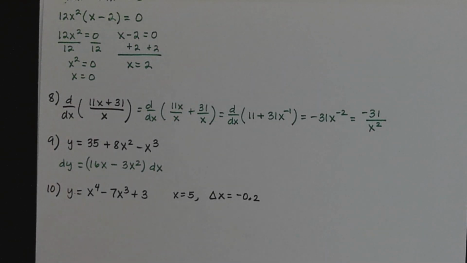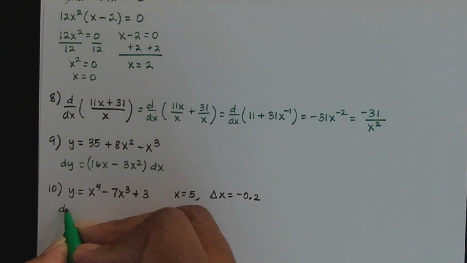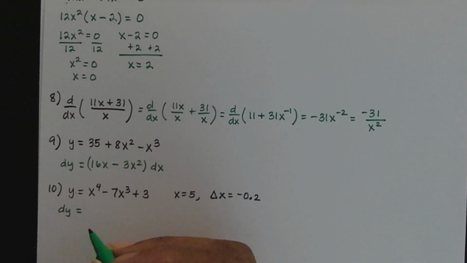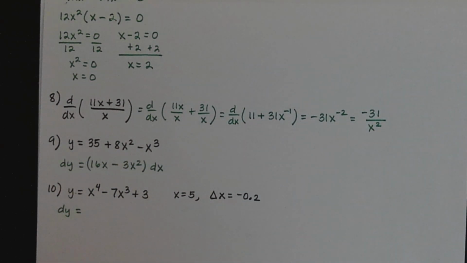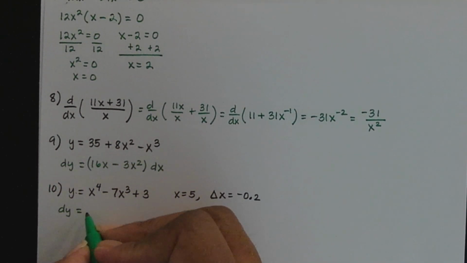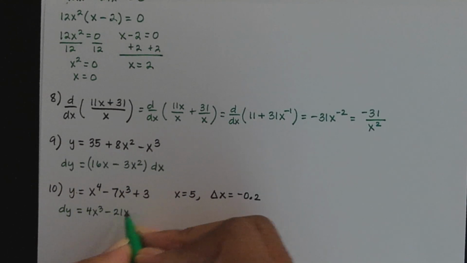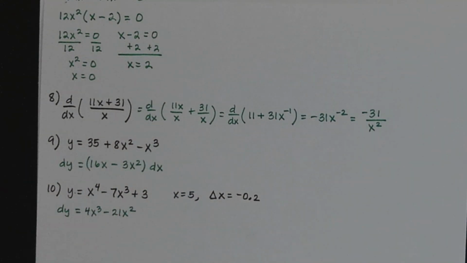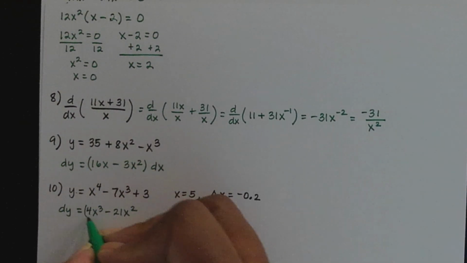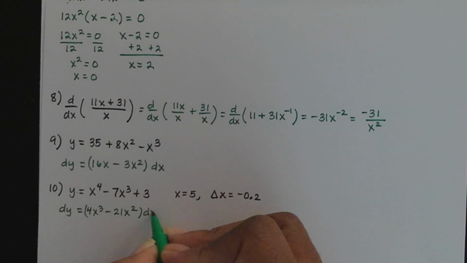Well, let's find out what dy is first. The derivative of x to the 4th minus 7x cubed plus 3 would be what? 4x to the 3rd, minus 21x squared. Okay. All right. Now, I need to include something, dx.